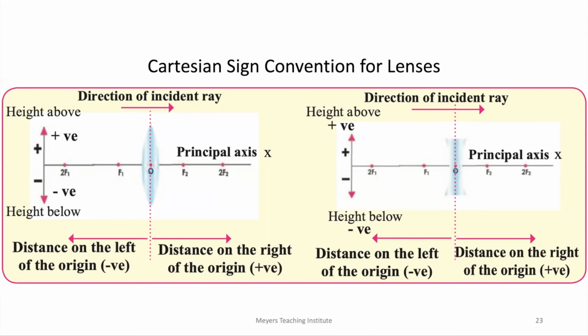Distances measured to the right of the optical center are taken to be positive, while those measured to the left are taken to be negative. Distances perpendicular to the principal axis and above it are taken positive, while those below it are taken negative. The focal length of a convex lens is positive, while that of a concave lens is negative. That's all from the Cartesian sign convention.